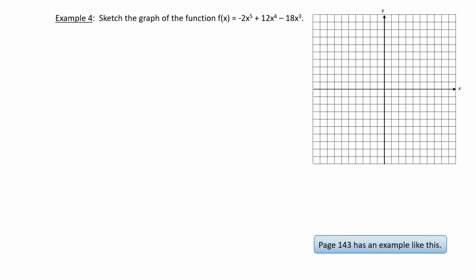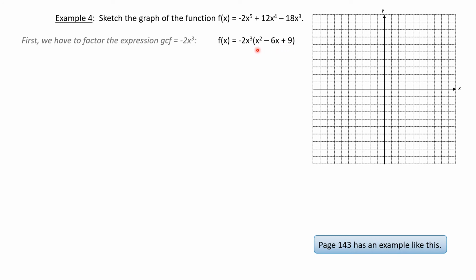Example 4, sketch the graph of this function. Okay, this one is in standard form. It's not factored, and right now our whole lesson is on factored form, so we have to get this into factored form. So we're going to have to factor. We've never factored anything with a power of 5 before, but hopefully you notice that there's a greatest common factor of -2x cubed. If I factor out the -2x cubed, then I have something a lot more manageable.